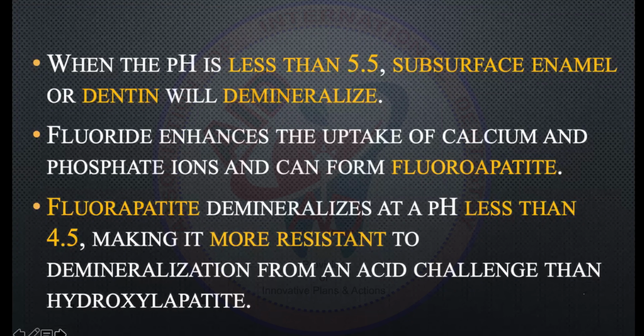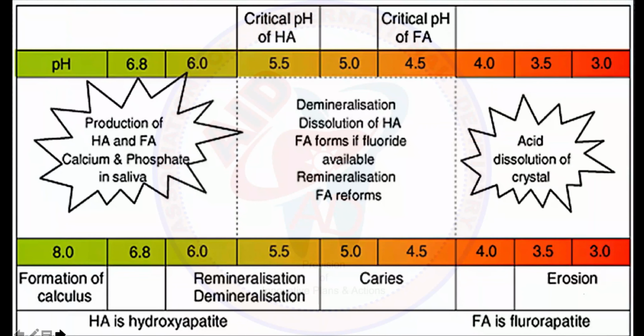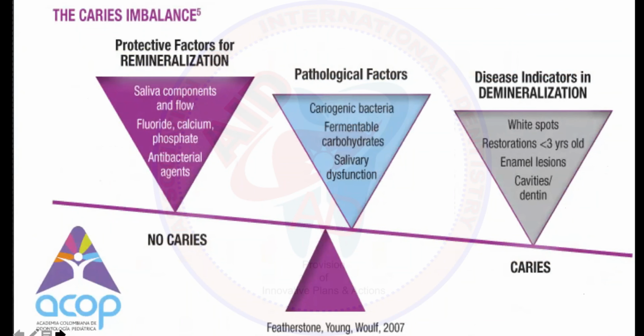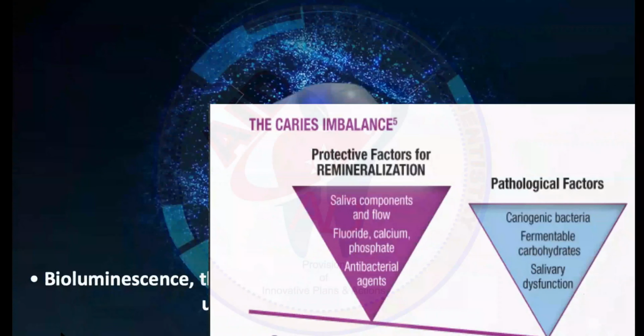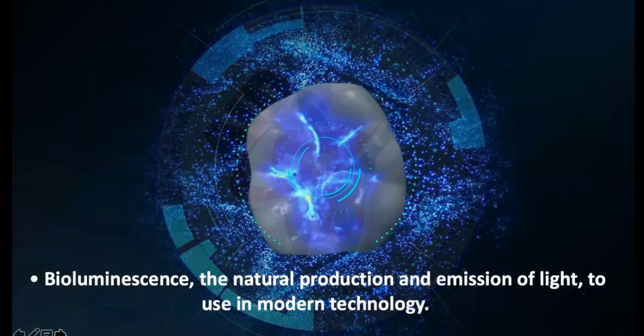So that's the reason once you remineralize a decalcified enamel, the enamel becomes such a strong enamel because of presence of fluoroapatite that it doesn't decalcify. And that's the reason the recalcified lesion is stronger than the normal enamel. Right. So this is a caries imbalance. This is all given in 2007. So we just need to change the factors from harmful factors to the protective factors.